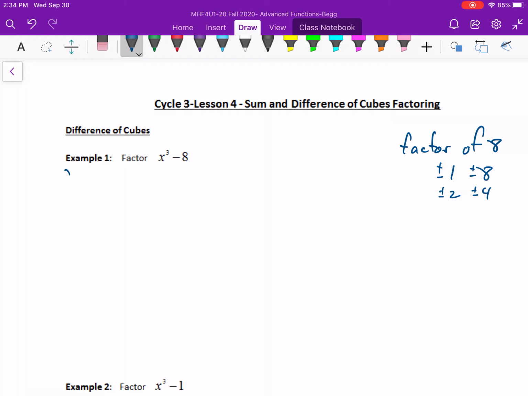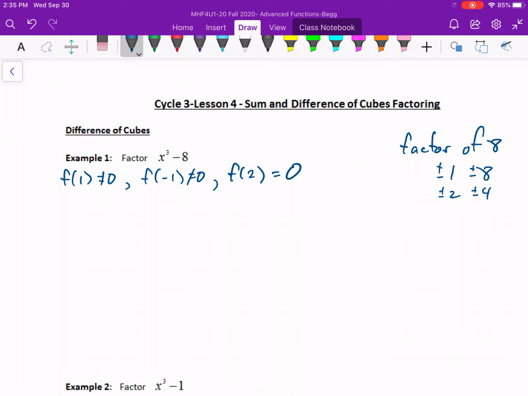So let's try what happens if I put 1 in here, f at 1. Well, 1 cubed is 1 minus 8. That's not equal to 0. That's all I care about, whether it's equal to 0 or not, right? What about f at negative 1? Well, obviously that's not going to work either. I'm going to have negative 9. What about 2? This is such a simple polynomial that we can predict by looking at it that 2 is going to be a good one. F at 2 is going to equal 8 minus 8, which will be 0.